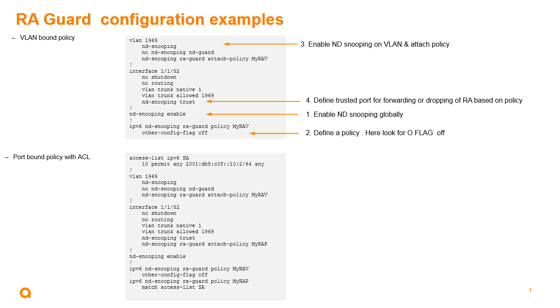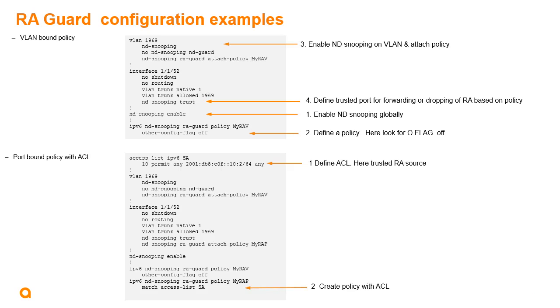Next, let's look at a port-bound policy. So I'm using the previous configuration and adding to it. So the first thing we do is we're going to define an ACL here with a trusted RA source. In this case, it's 2001:DB8:C0F:10::2/64. So this will be the source that I'm effectively going to trust.